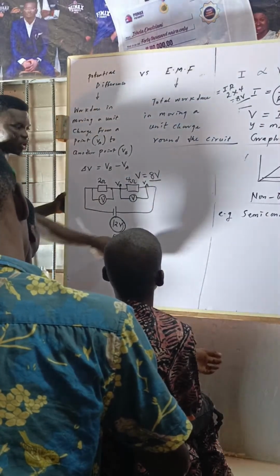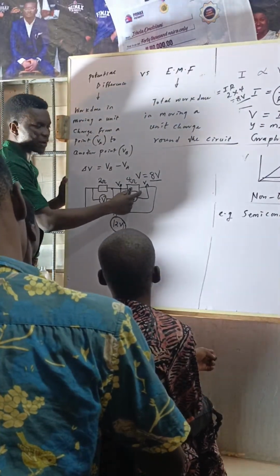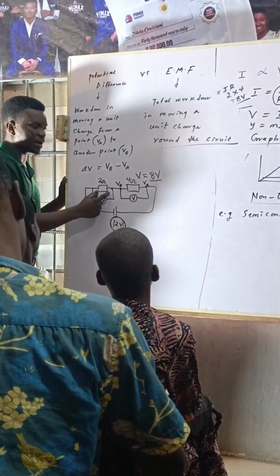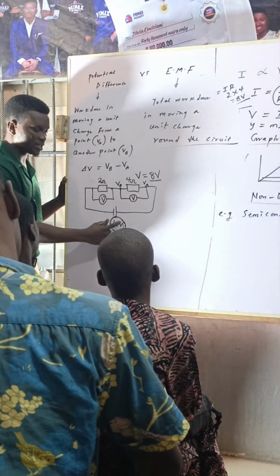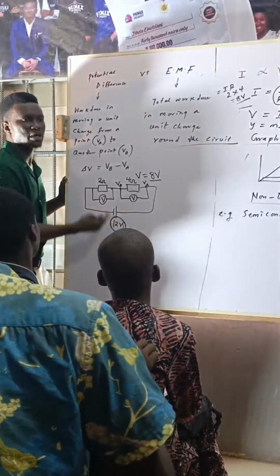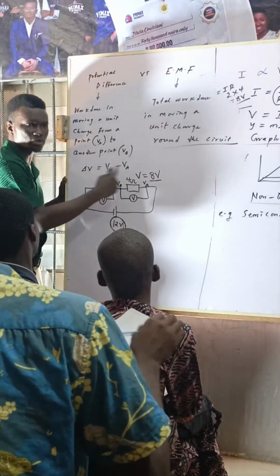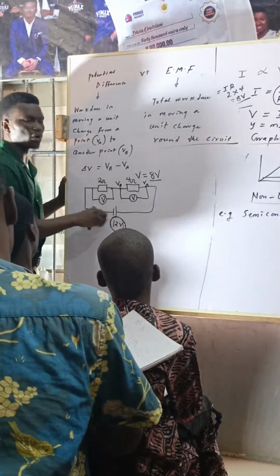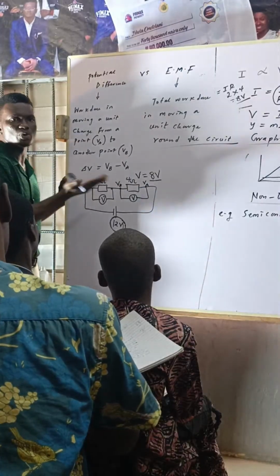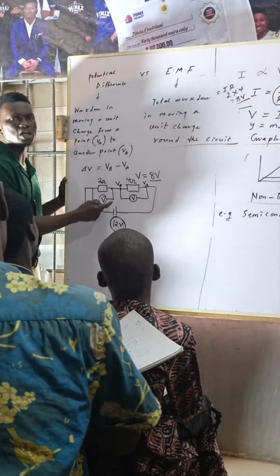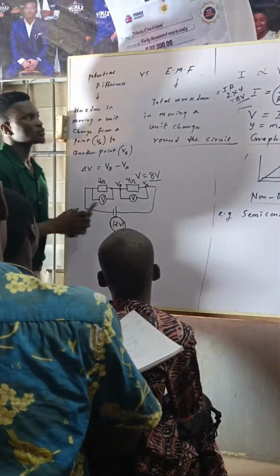That's the total work. How many volts did I pass through this? 8 volts. How many did I pass through this? 4 volts. And what is the EMF of the battery? 12 volts. That means the 12 volts is doing a job, and it's distributing it. These two are called voltage dividers. So let's move on.